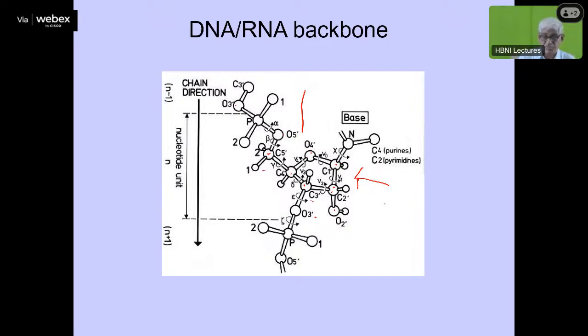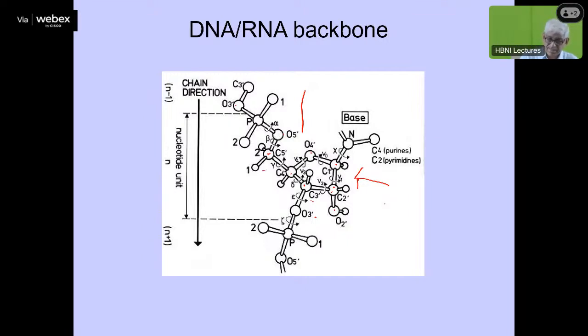There are two kinds of bases, called purines and pyrimidines. We will look at the structures of those. There are two purines, A and G, adenine and guanine. And the pyrimidines are thymine and cytosine. In the case of RNA, in place of thymine, you have uracil. I will show you more of that again.